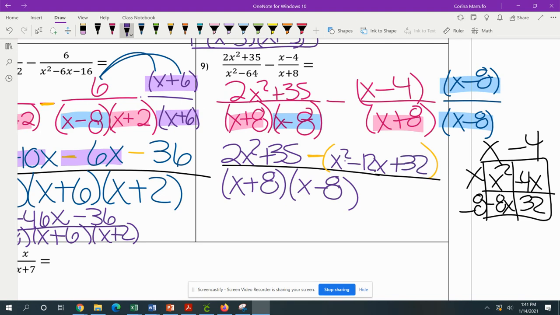Okay, once I do that, I'm going to go ahead and distribute this minus. Okay, so it's going to be negative x squared. This negative 12 is going to turn into a positive 12, and this positive 32 is going to turn into a negative 32. So pretty much you just switch all the signs. That is how you distribute your minus. Okay. Then your last step is to combine like terms. So 2x squared minus x squared, that's going to give me x squared. 12x doesn't have anything to combine with. And then we have 35 and negative 32 is going to give me positive 3. And that's it. All over the common denominator.